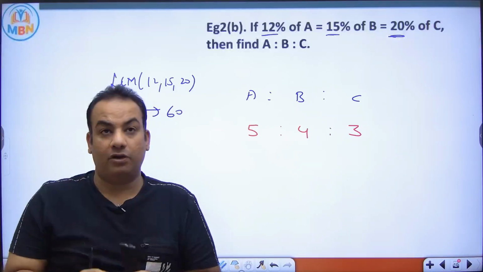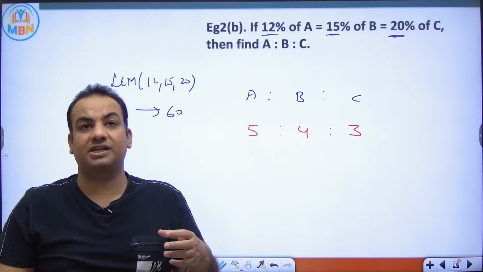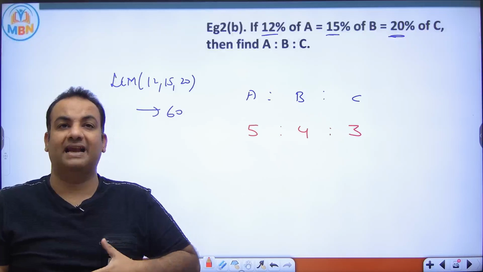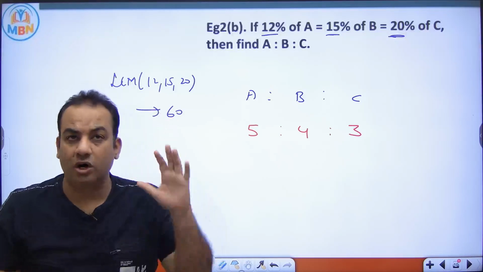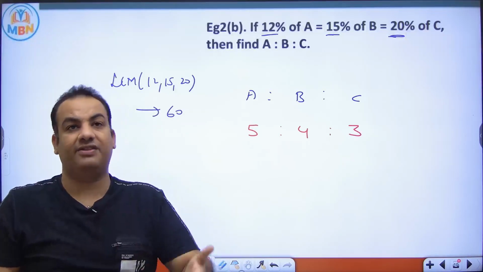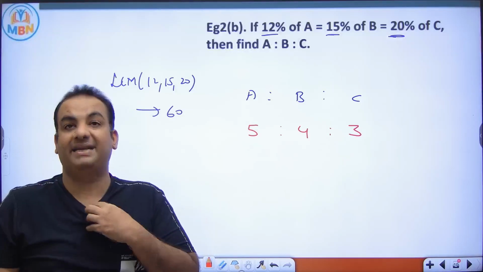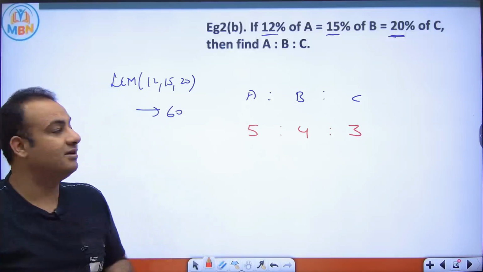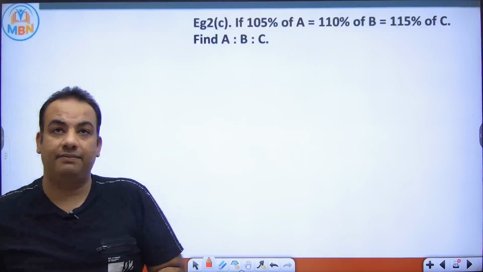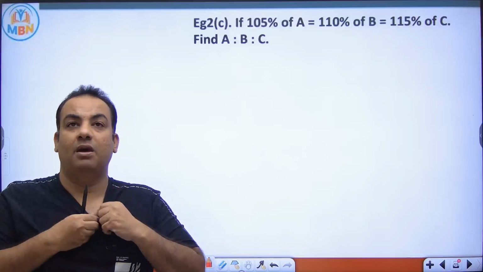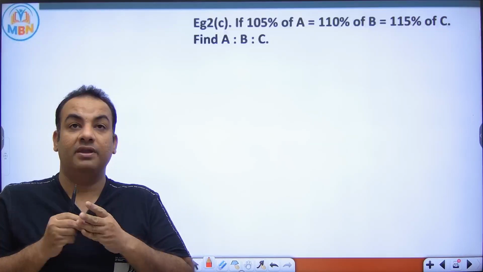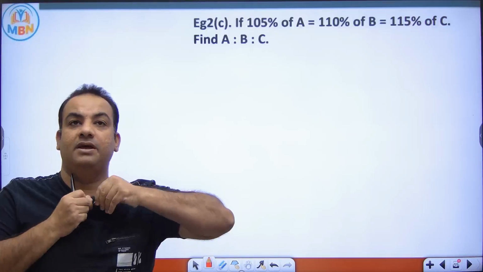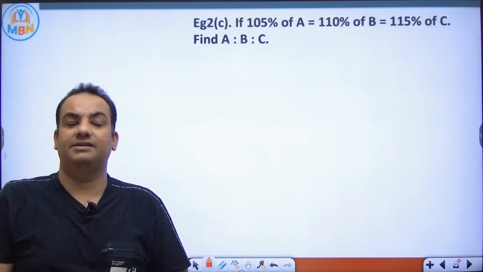And one very important thing: when you do these questions at your home, what do you have to do? Because this is a recorded video, it would be slightly faster. Pause the video, try to do the question yourself and then look for the solution. This is a better approach to improve things. Otherwise, there is no point of just seeing the video. Now see this question. All of you try this question. 105% of A is equal to 110% of B is equal to 115% of C. Now you have to find the values of A, B and C.